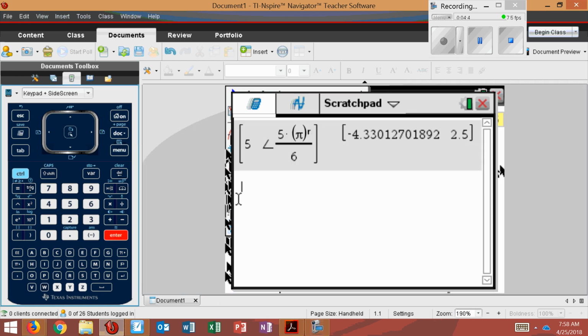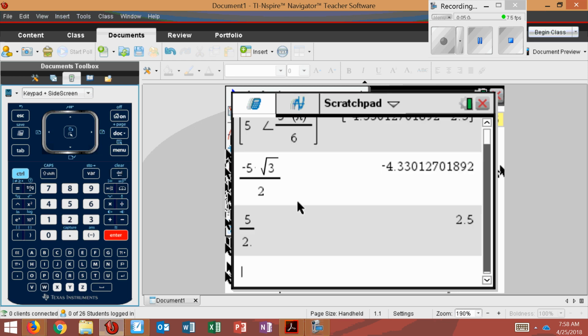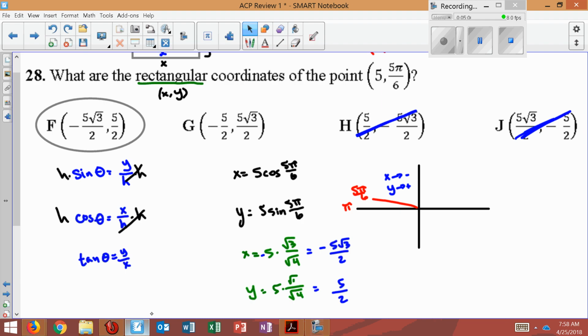Now when I press enter, this will change it to x and y. It tells me here's my x, here's my y. We can check. We thought x was going to be negative 5 square root of 3, all divided by 2. So let's see if this matches the x value. It does. And we thought that y was 5 over 2. I press enter, and I see they're exactly the same. So we did it correctly.